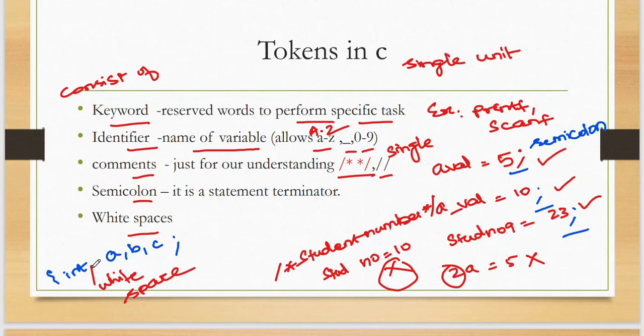For example, wherever you want to give a space: data type, space, variable name 1, comma, variable name 2, comma, variable name 3. So this is white space. It is also considered for tokens.